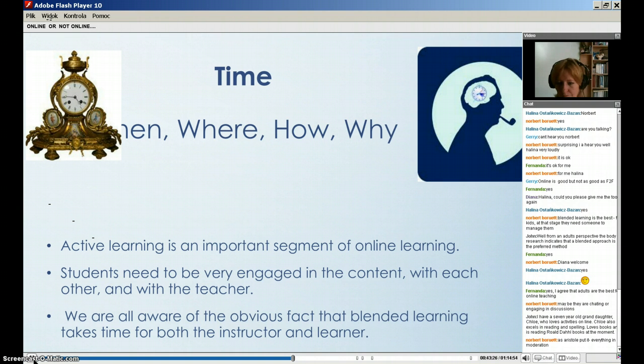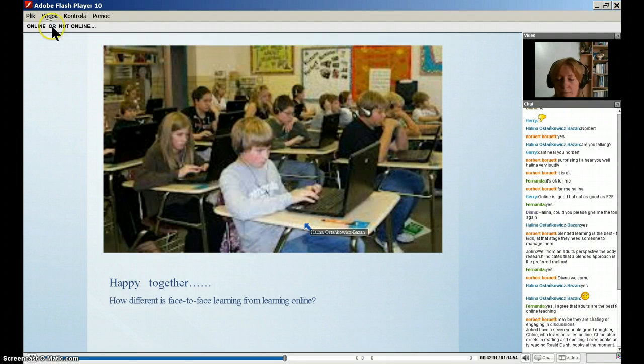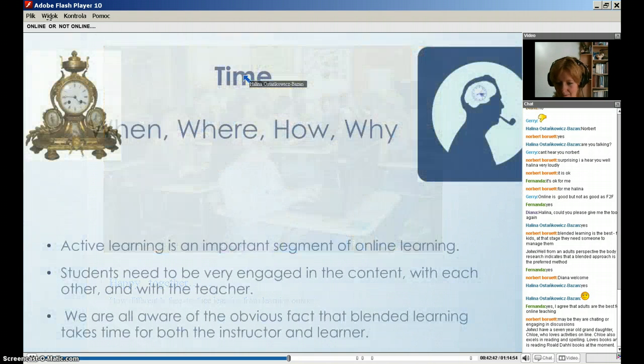Okay, who is going to talk to us? On the method, on the teacher, and the way the teacher communicates with the students. But how about the e-books? What's your point? Oh, we can see John. I have a 7-year-old granddaughter who loves activities online. Chloe also excels in reading and spelling, loves books and is reading. Ah, perfect. So we are all in the same direction. We do not want to give up our face-to-face meetings with students, but at the same time we would like to take advantage of the new technologies.